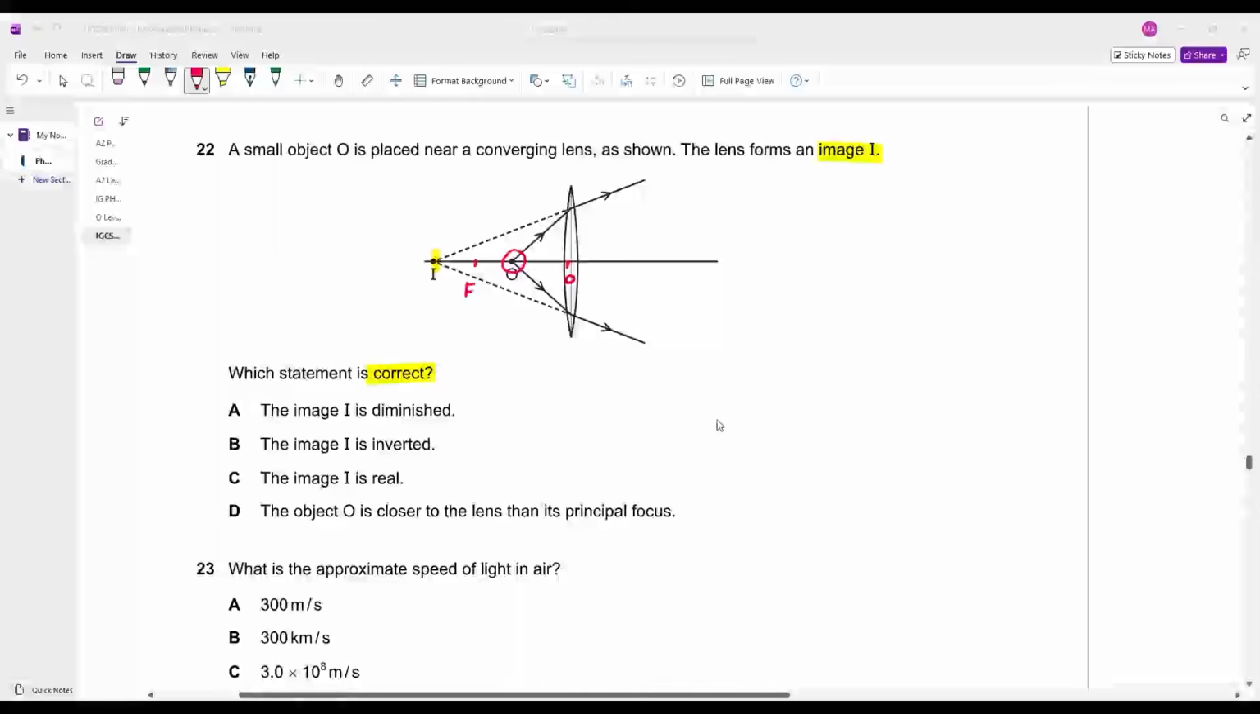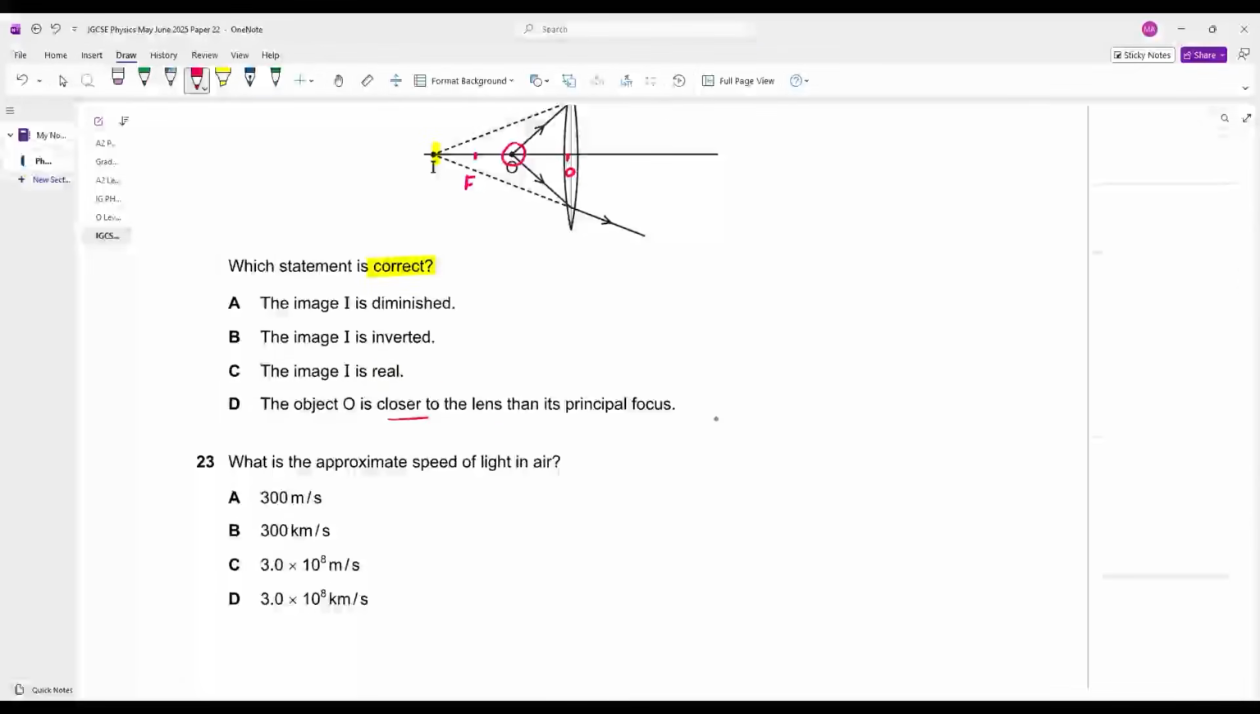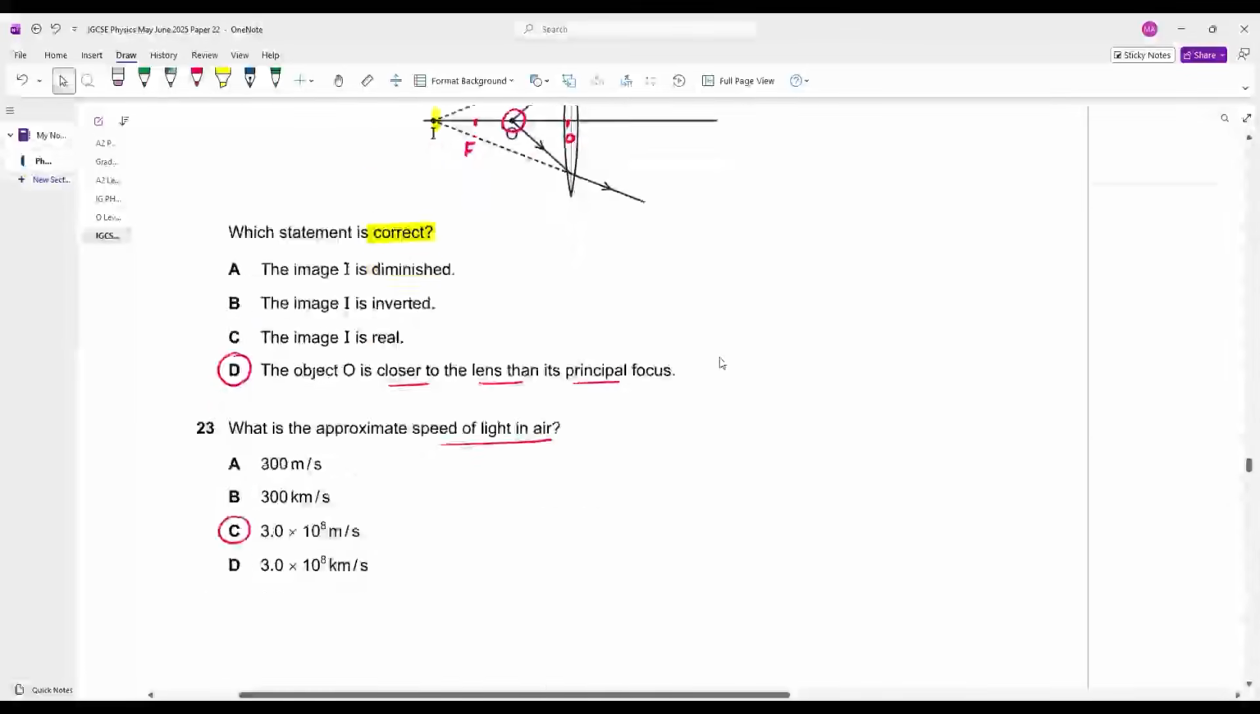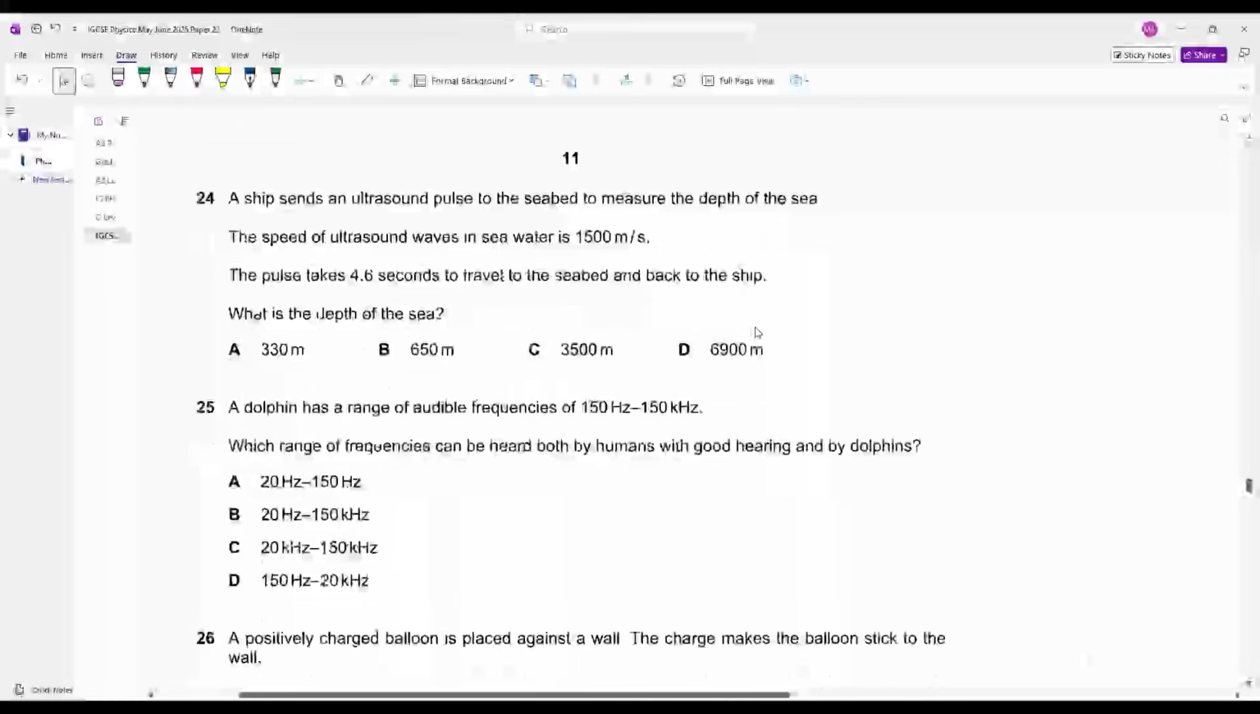ठीक है, तो are there any options like that? The object is closer to the lens than its principal focus. तो हम ये कह सकते हैं कि ऑब्जेक्ट को आपने प्रिंसिपल फोकस से पहले प्लेस कर दिया है, या you can say object is placed between the optical center and the principal focus. D is your answer. What is the speed of light in air? Simple, easy peasy. 3 into 10 to the power of 8 meters per second. This was a very easy to score thing.